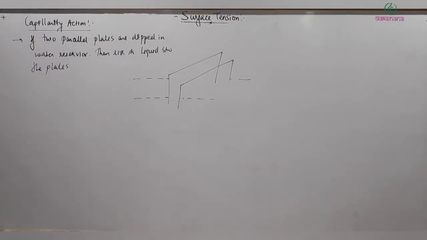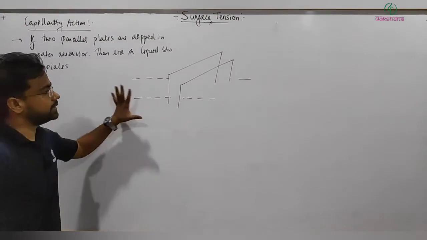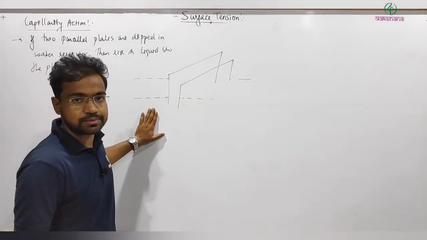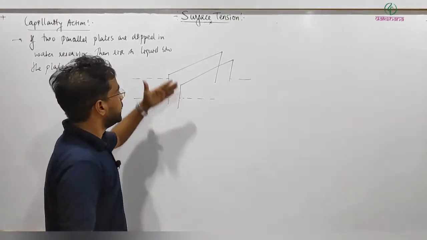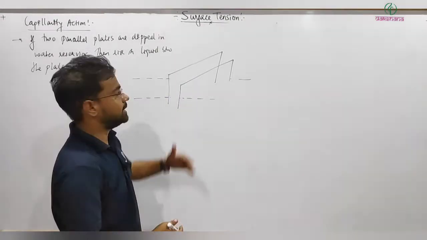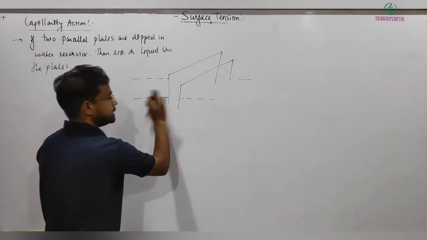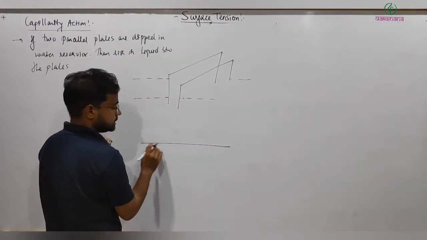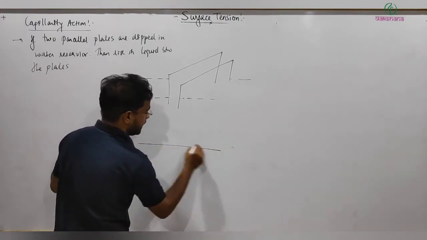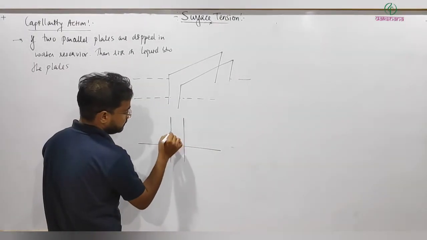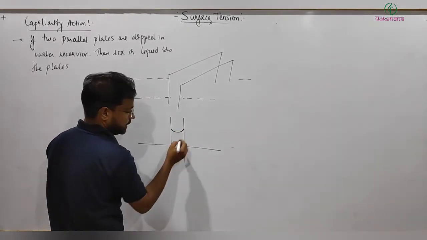Okay, so the next case of capillarity action is just a little bit different. What is happening? There is one reservoir, a water reservoir or maybe some other reservoir, and two parallel plates are dipped in it. If you look at it from the front view, then this is the reservoir, and these plates will appear like this. So the liquid will rise in this manner actually, is it?